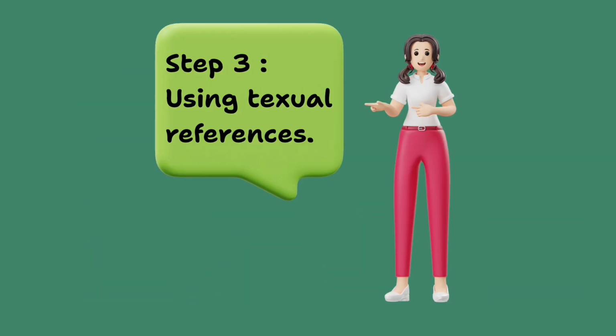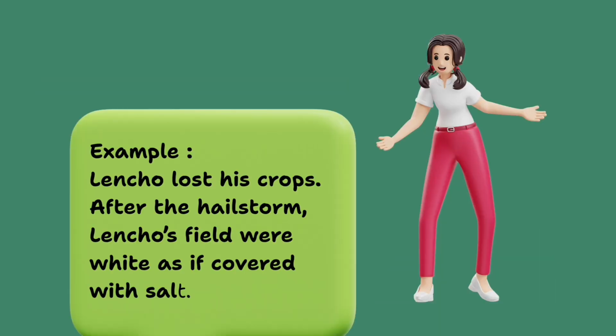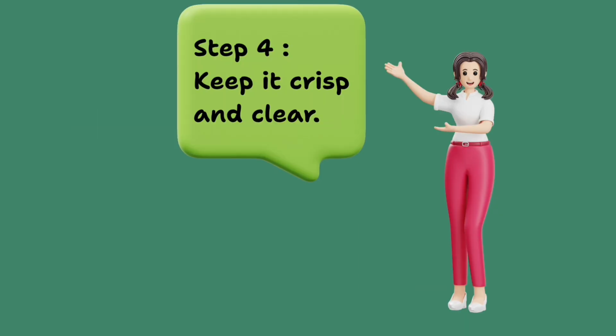Step 3 is using textual references. Examiners love when you use phrases from the text, quote small lines, or describe scenes. Like while writing any expression from A Letter to God, instead of writing Lencho lost his crops, write after the hailstorm, Lencho's fields were white as if covered with snow. See the difference? It sounds sharper and exam ready.